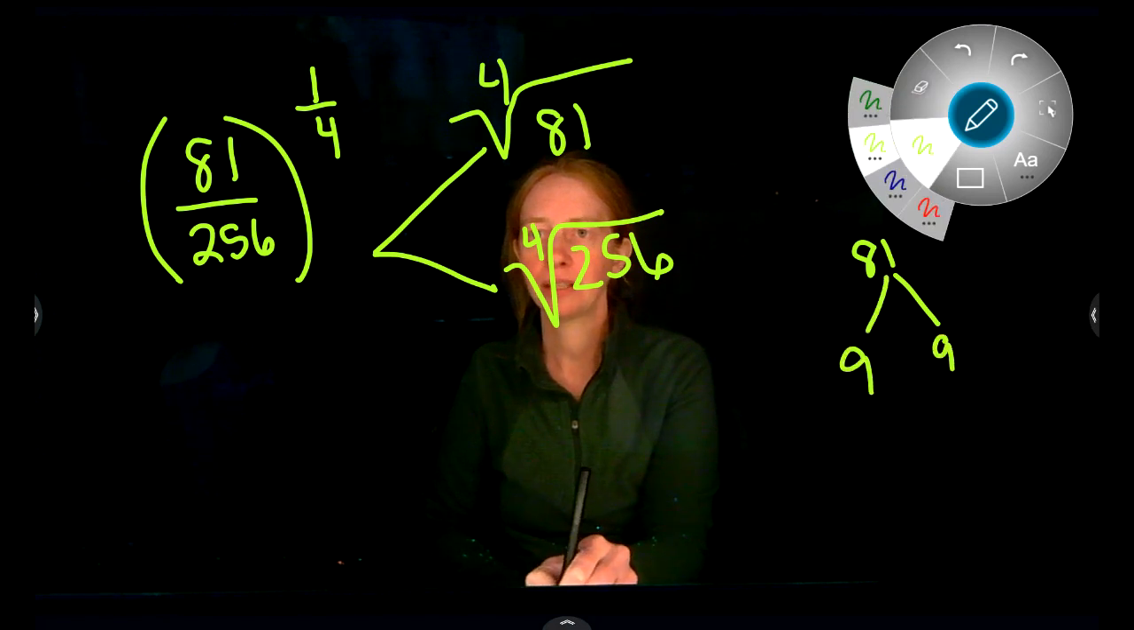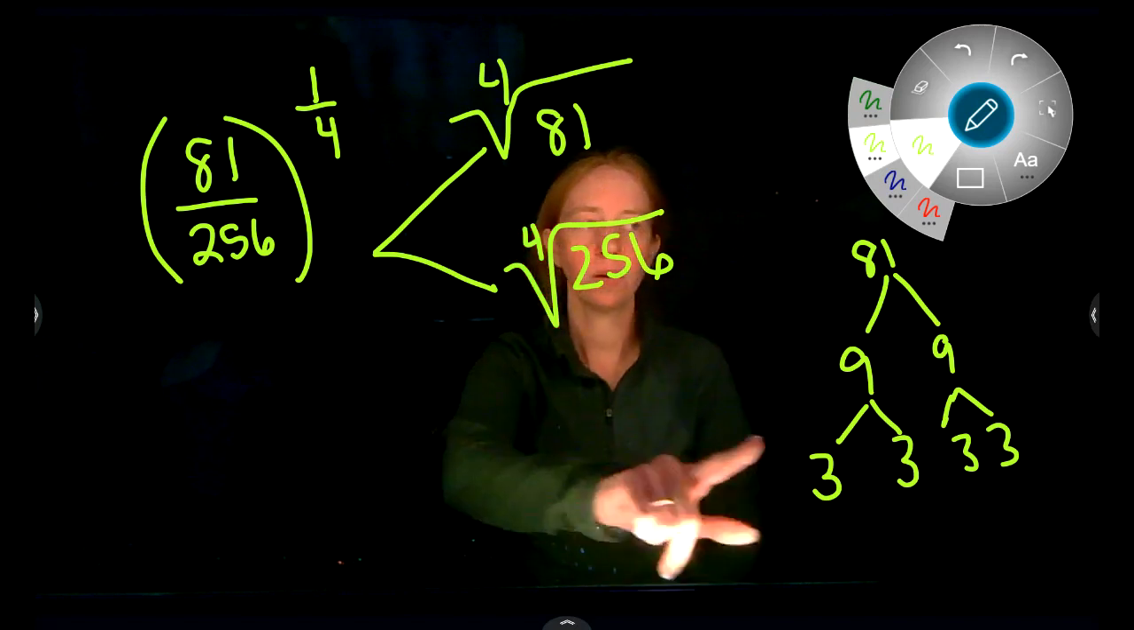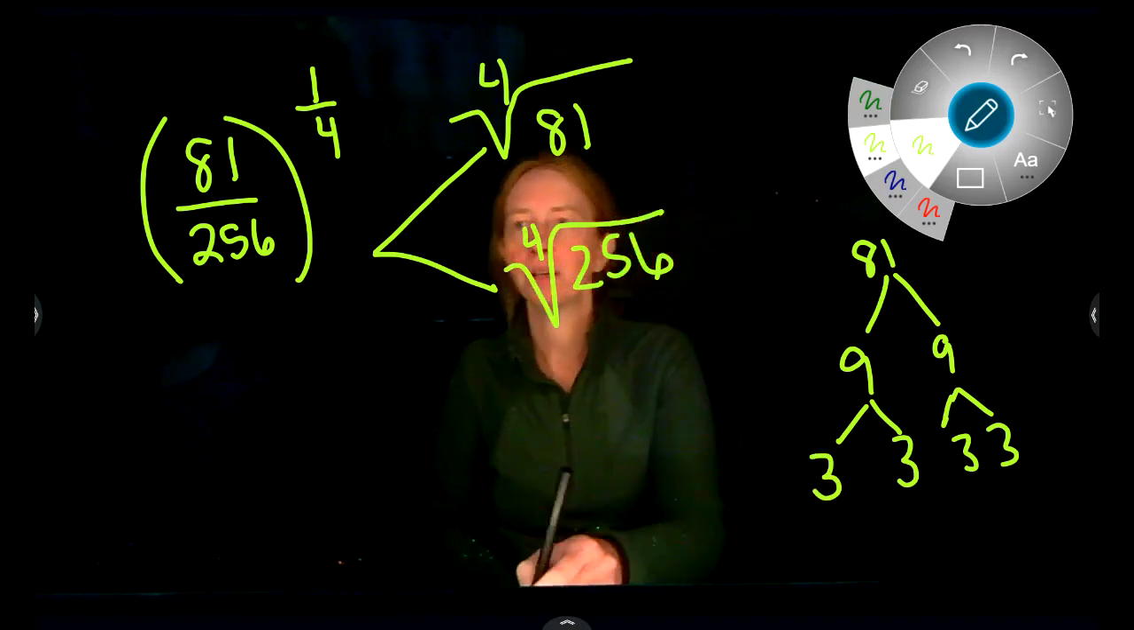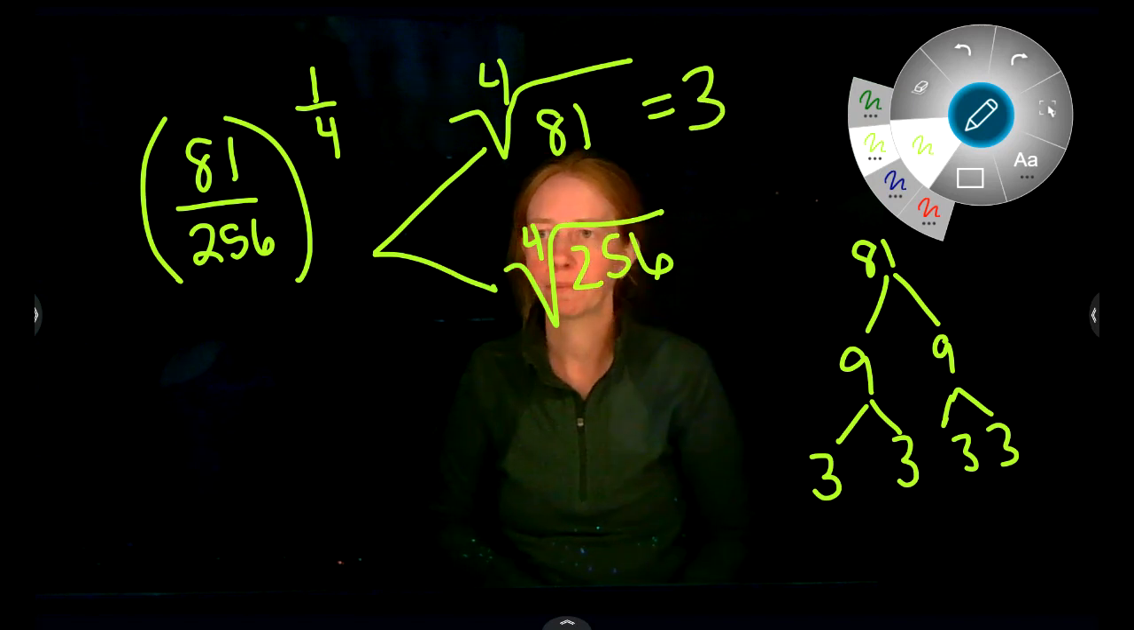Okay, so the 4th root of 81, well, I happen to know that the square root of 81 is 9. So that means 9 times 9. I like making these factor trees. That really helps my brain think about it. Okay, so there we go. We have 1, 2, 3, 4. That means the 4th root of 81 is 3.